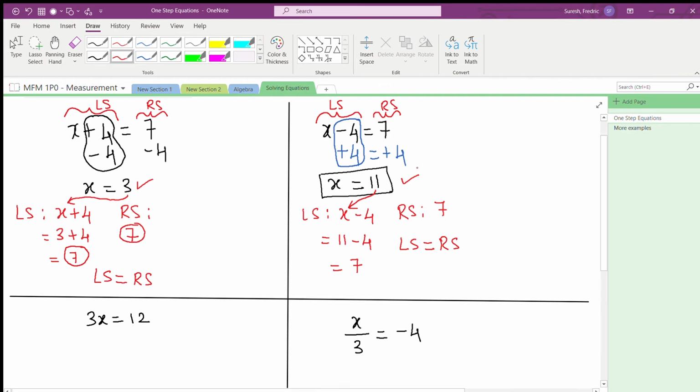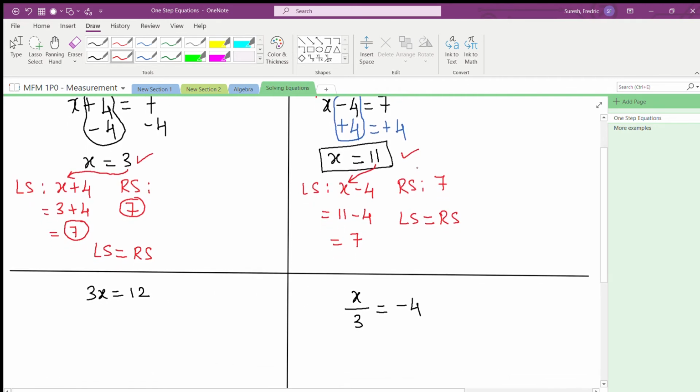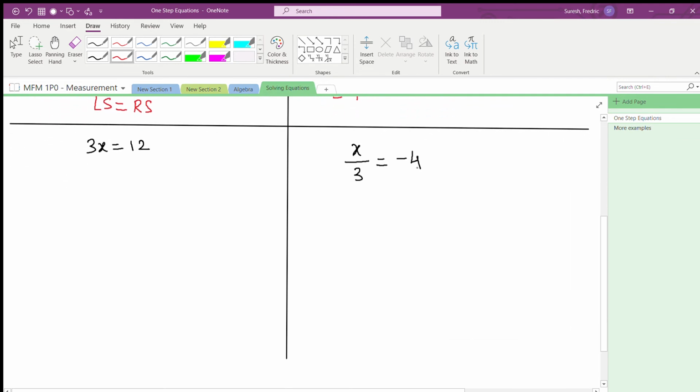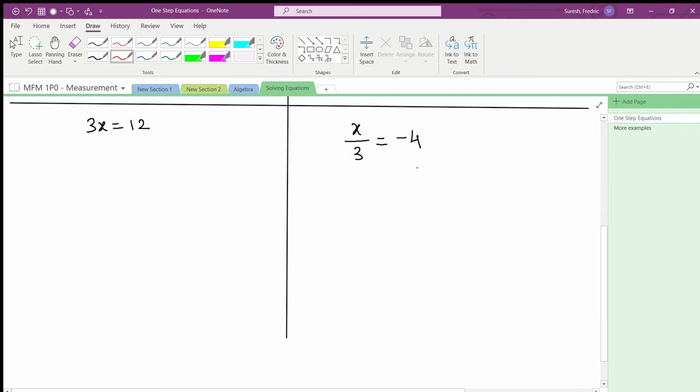So we have seen examples for addition and subtraction. What if we have to handle division and multiplication? So here we go. What is the 3 doing here? The 3 and the x are multiplying. The opposite operation of multiplication is division. So I am going to divide the left side by 3, and whatever I do on one side, I must always do on the other side.